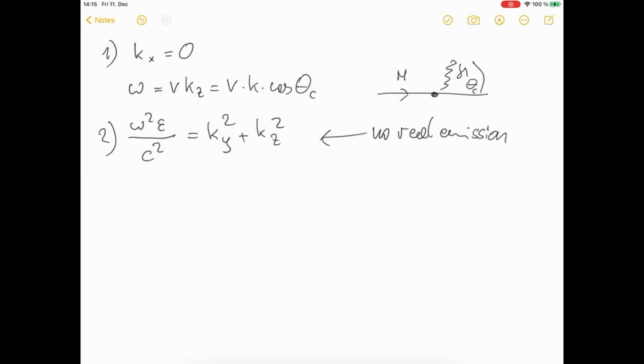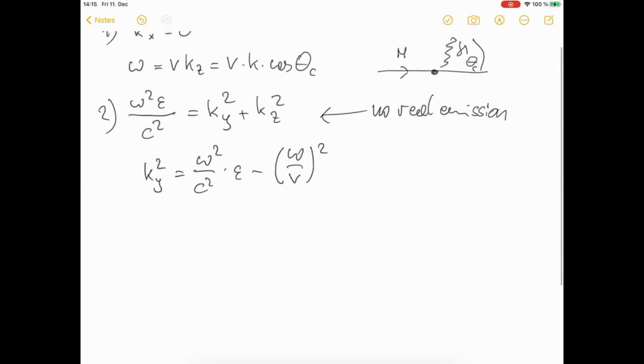So to that end, we start with the computation of ky squared. We do not expect to find a real solution now. Ky squared is, following from the second equation, omega squared over c squared times epsilon minus omega over v squared, and this becomes omega over v squared times v squared over c squared, that's one way to write it, minus 1.